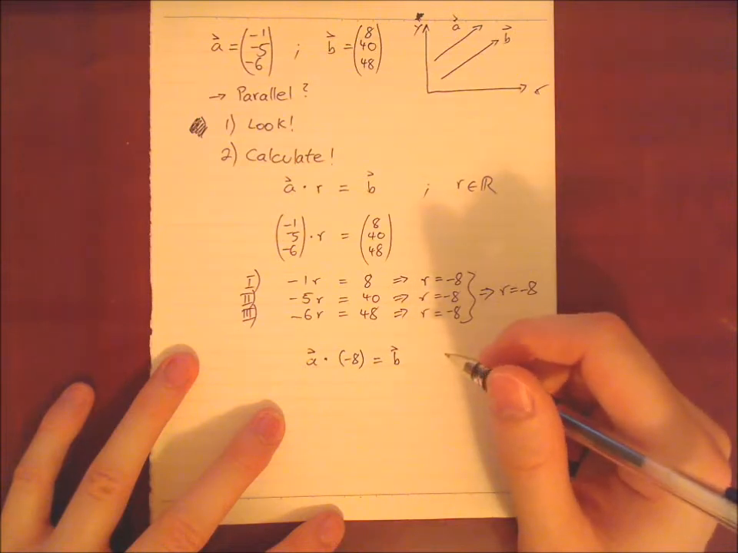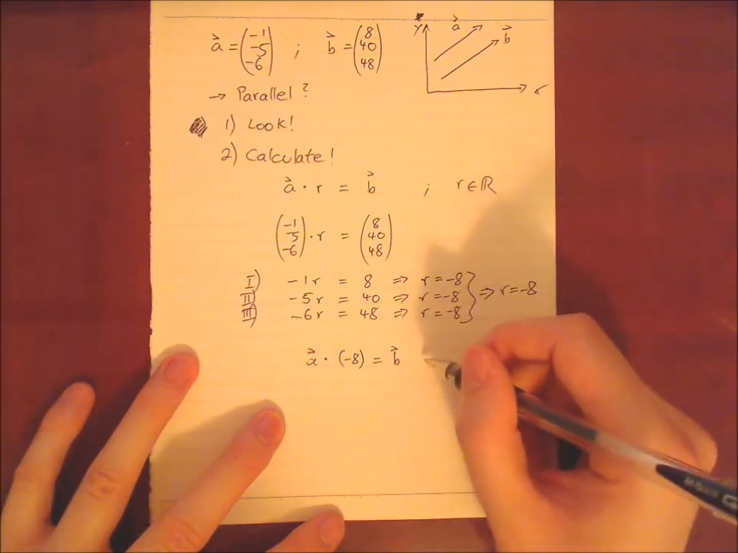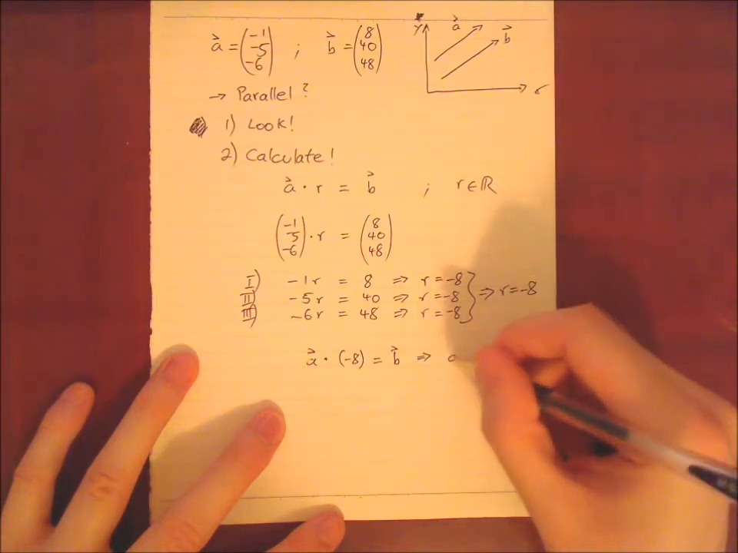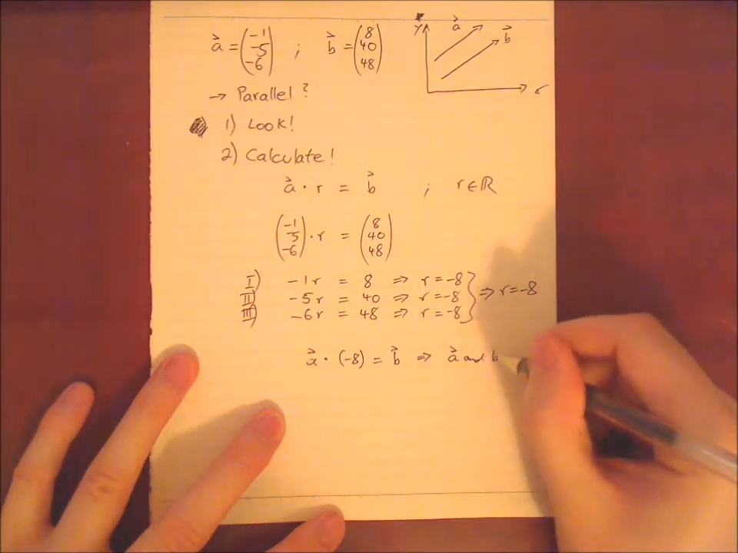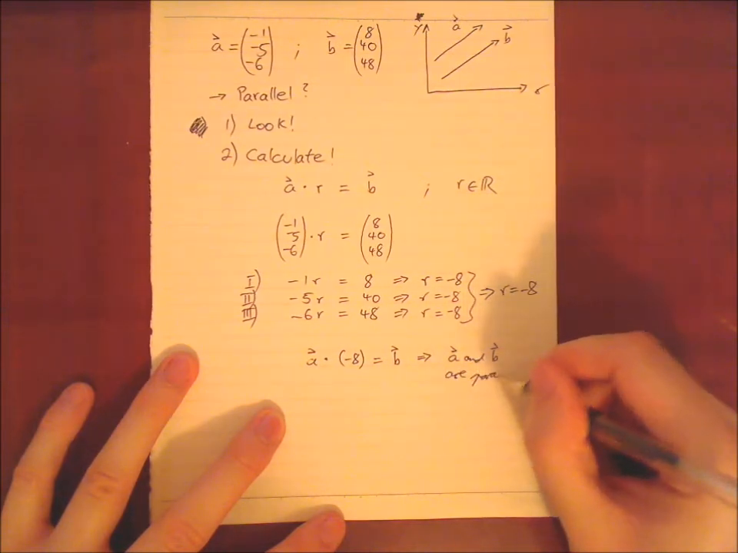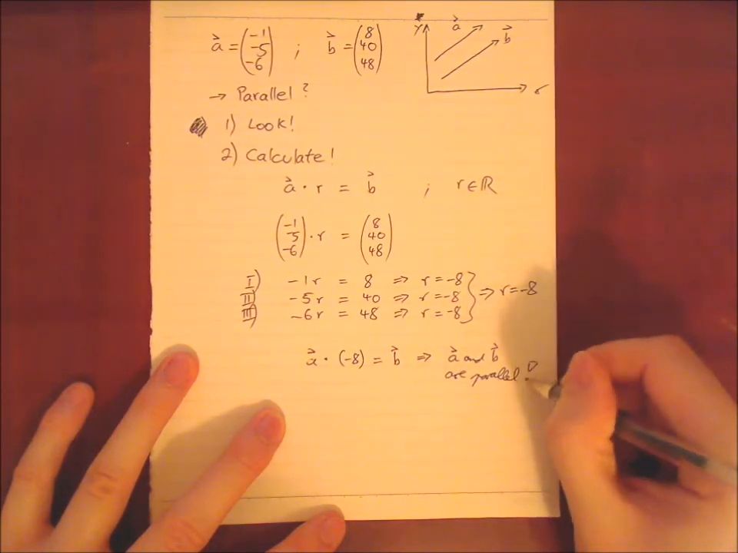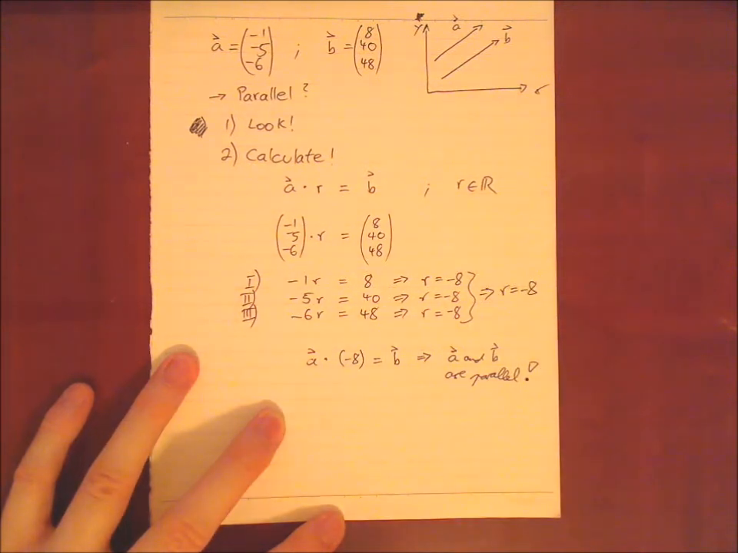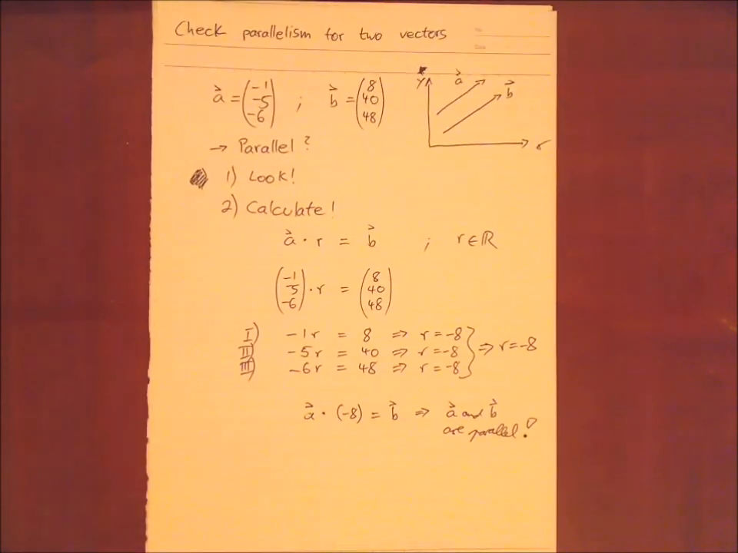Then we just have a fraction and not a nice number. And this means a and b are parallel. And then it's already solved. So if you have to check for parallelism, just have a look at it, and you can check.